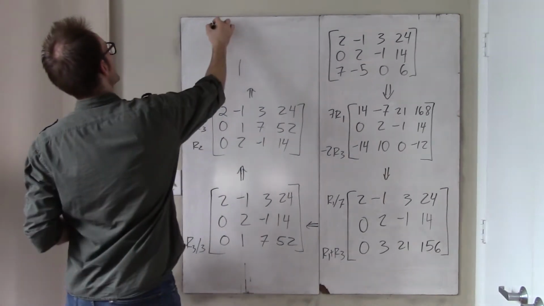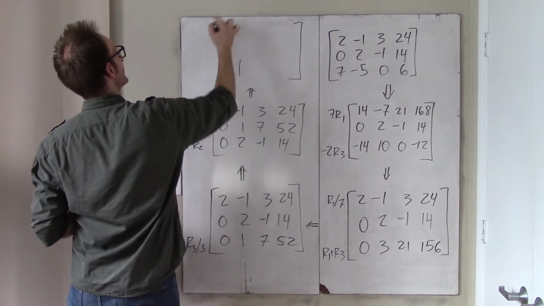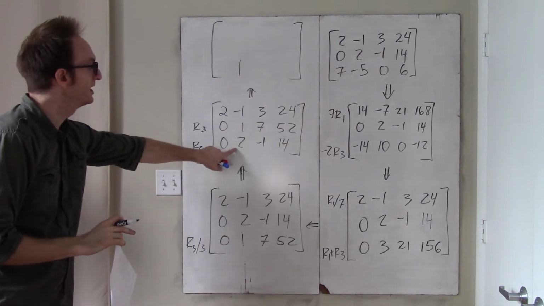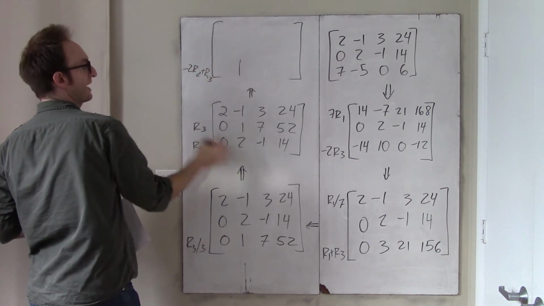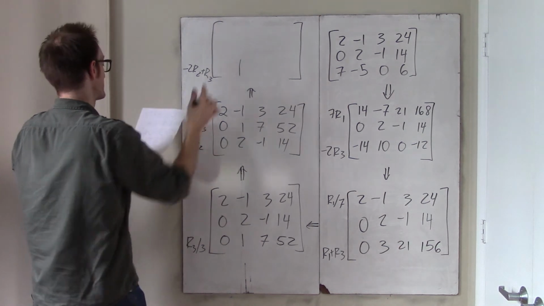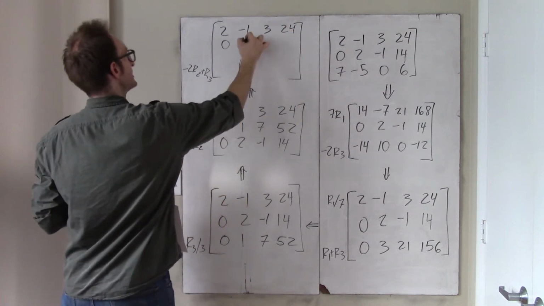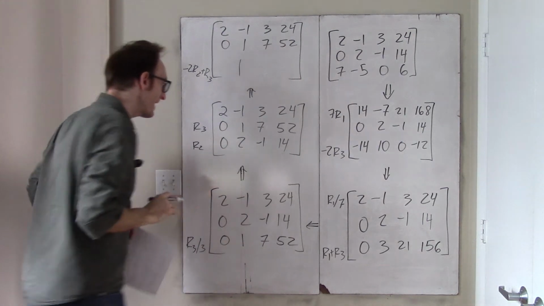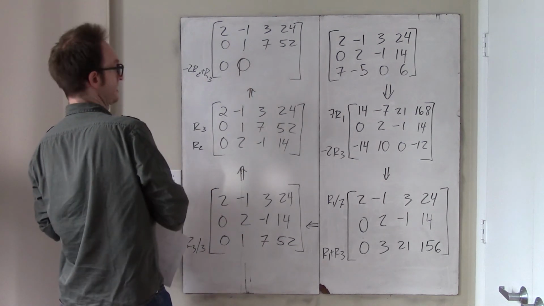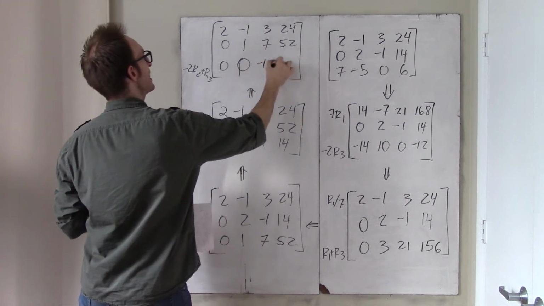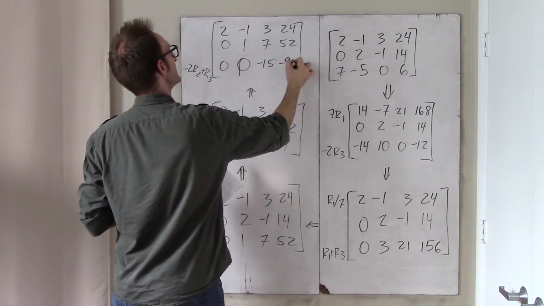Now, finally, I'm going to finish the problem, and that is, I'm going to replace row 3 with negative 2 row 2 plus row 3 to get rid of this 2 that's right here. So this is 2, negative 1, 3, 24. I still have this 0, 1, 7, 52. And now this becomes 0, and what am I doing? Negative 15 and negative 104 and 14 is negative 90.